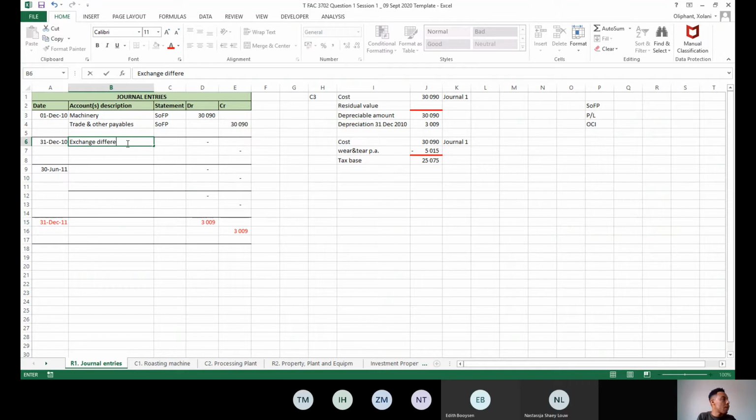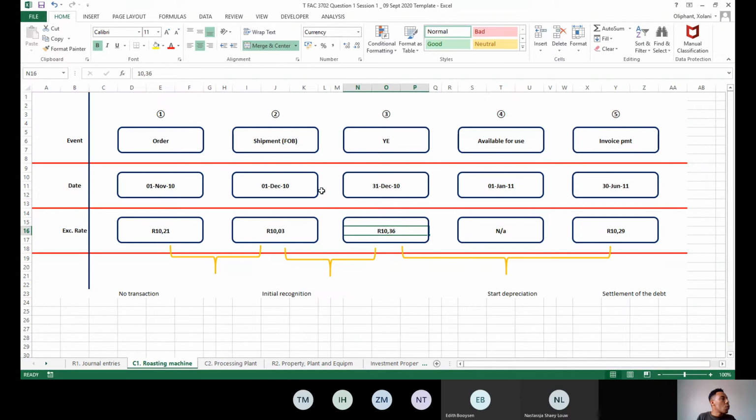exchange difference, and then I would say loss, and then I would say here my trade creditor, trade and other payables. Okay, right. And then here, where would that go in your profit or loss? And then where would that go? Would it go into your financial position? And then how much is the amount? Right, fine.